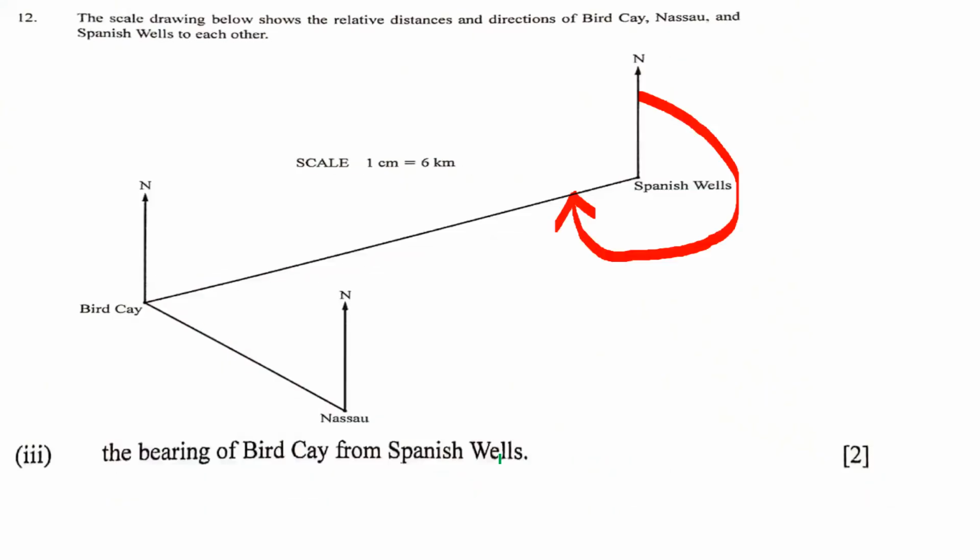Let's move on to the next question. Here they want us to determine the bearing of Bgcse from Spanish Wells. So from Spanish Wells, which means that we have to start at Spanish Wells, construct our north. Good thing our north is constructed. We've got to go clockwise from this north all the way to the line for Bgcse. This is the angle that we're trying to figure out. What is the size of this angle?